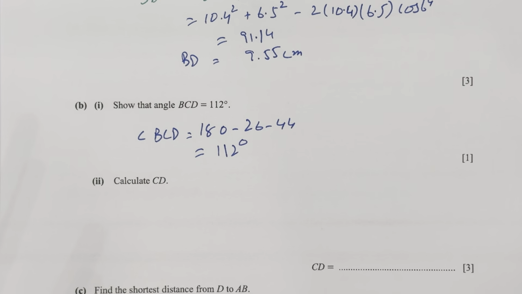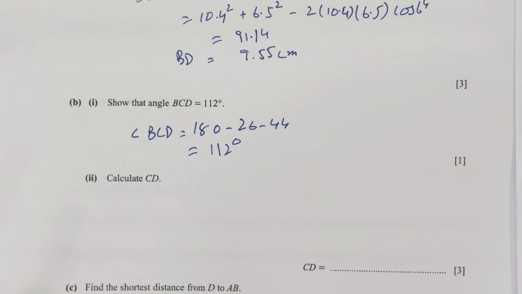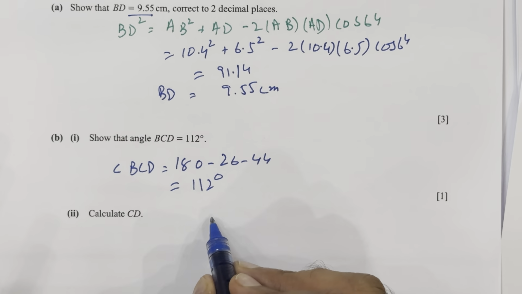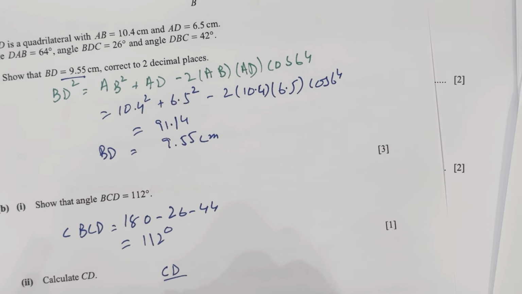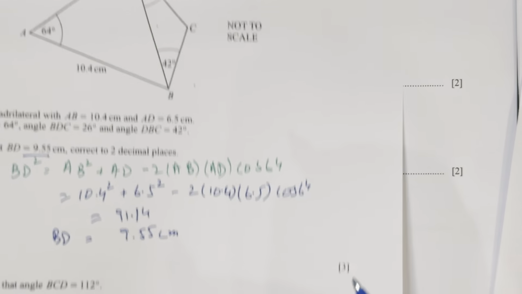Now calculate the value of CD. We can apply the sine rule over here. CD over sine 42 equals BD over sine 112.